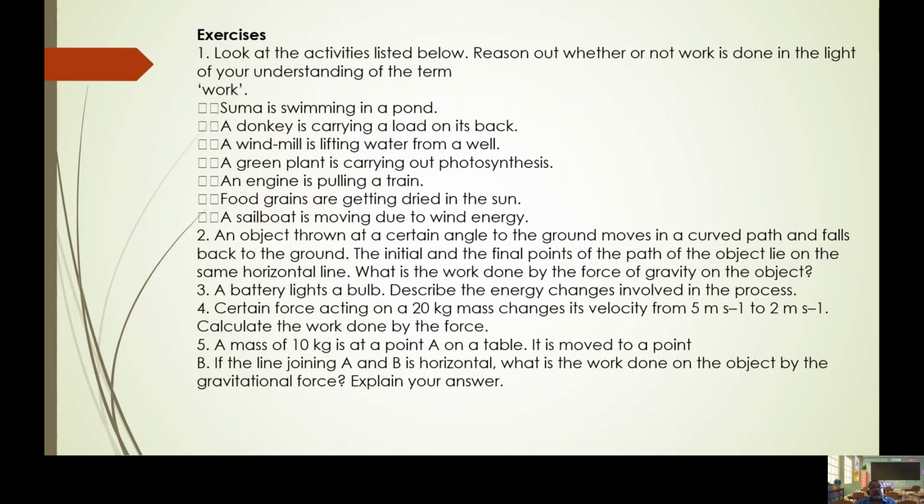Yes, children. Now there are quite a few exercises available in your textbook. Please go through them, discuss, and try them out all by yourself. These are very interesting exercises.